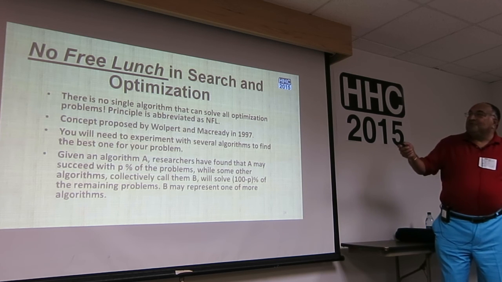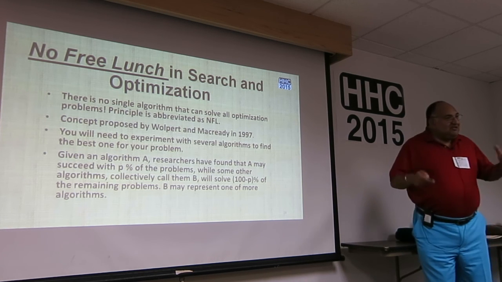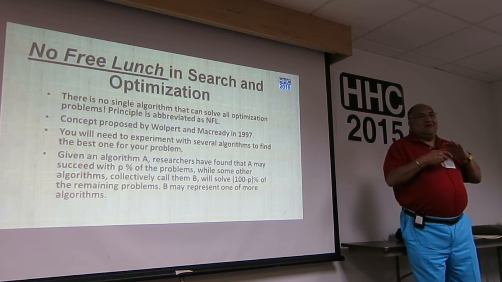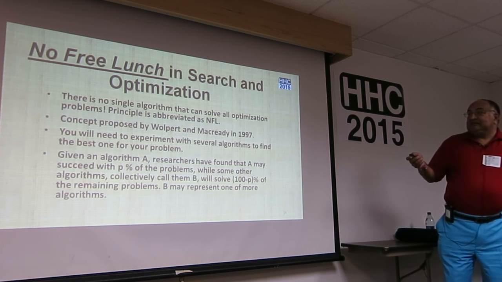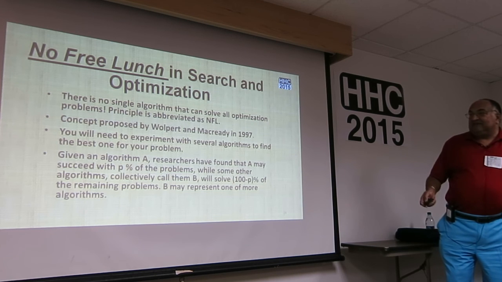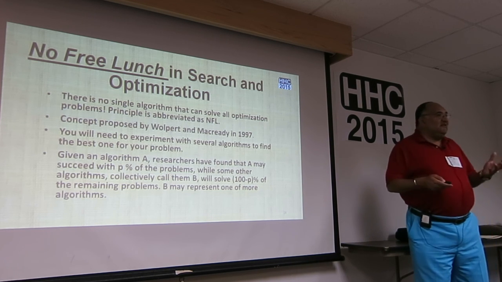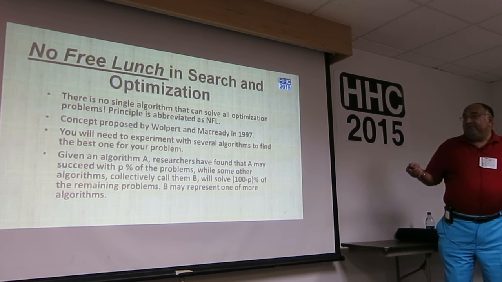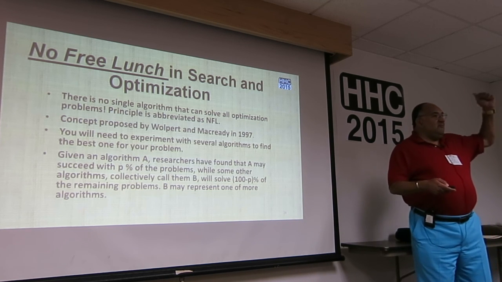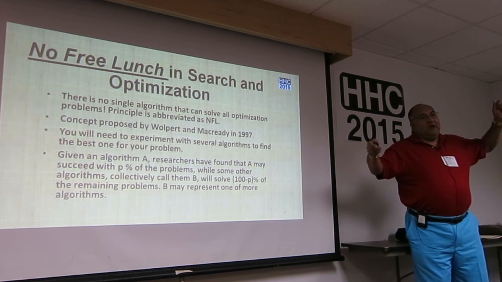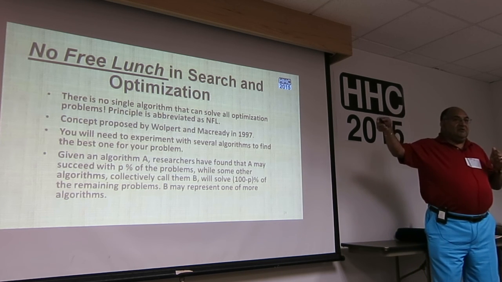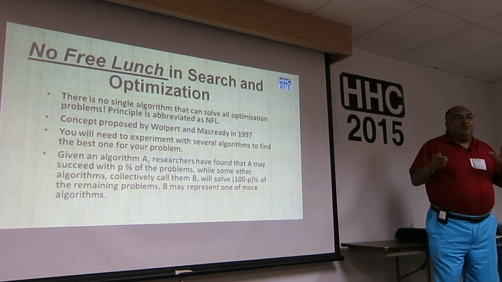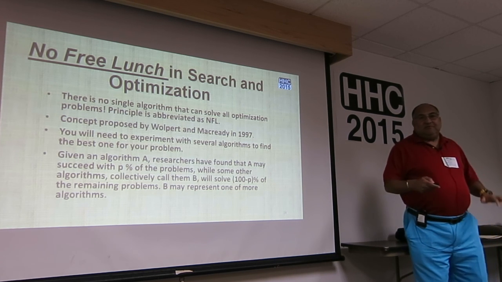I also stumbled on something called no free lunch in search optimization, which says there is no single algorithm that will solve all the problems, period. This concept was proposed by Wolpert and Macready in 97. It basically says if you are solving something, especially a difficult problem, you will need to try different algorithms. If you have algorithm A that solves P% of the problems, then there exist one or more algorithms, collectively called B, that will solve 100 minus P% of the problems. So no algorithm has a monopoly over all optimization problems.